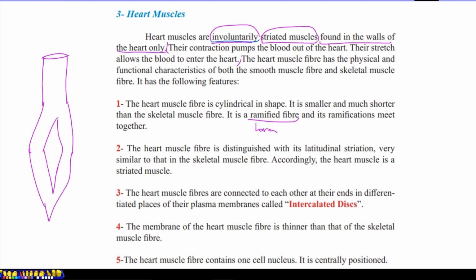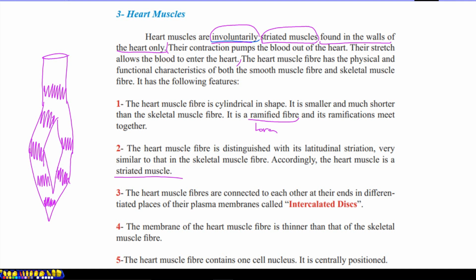The heart muscle fiber is distinguished by its longitudinal striation, so they are also called striated muscle because they have many actin myosin fibers like in skeletal muscle. So our heart also works like skeletal muscles. So heart muscle is also striated muscle.